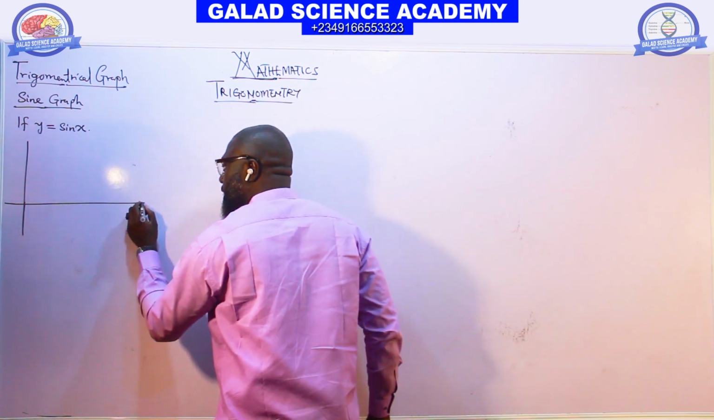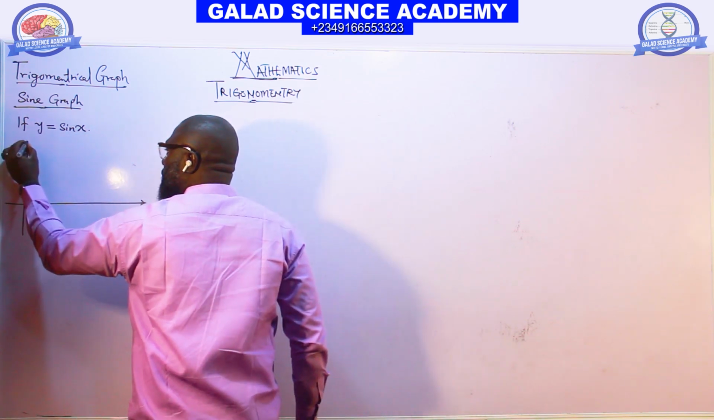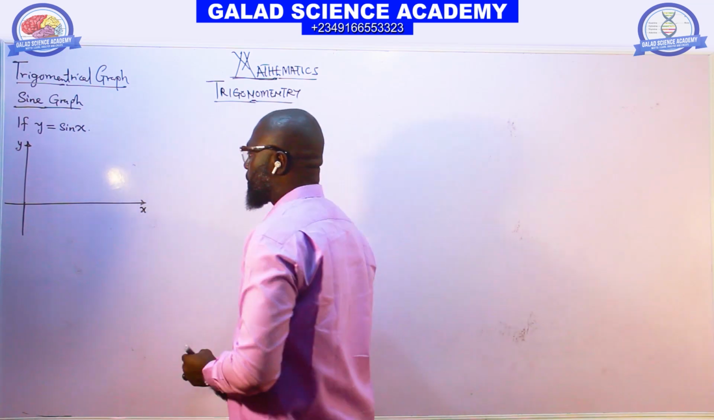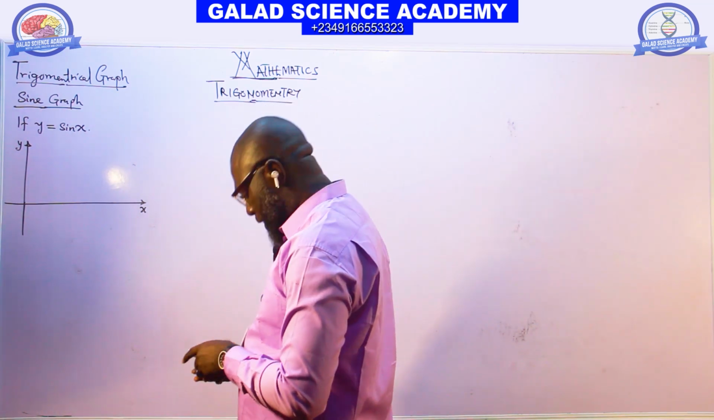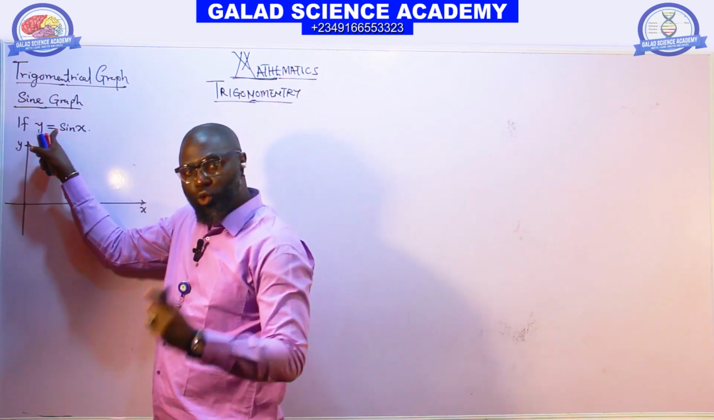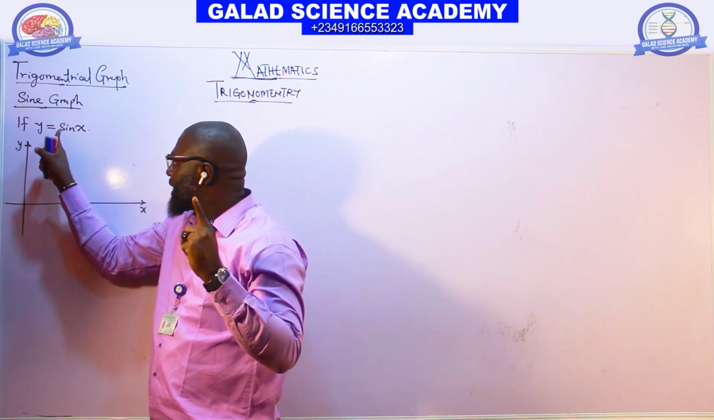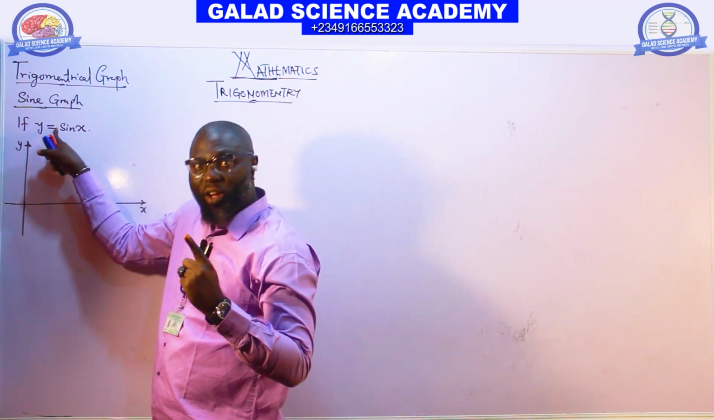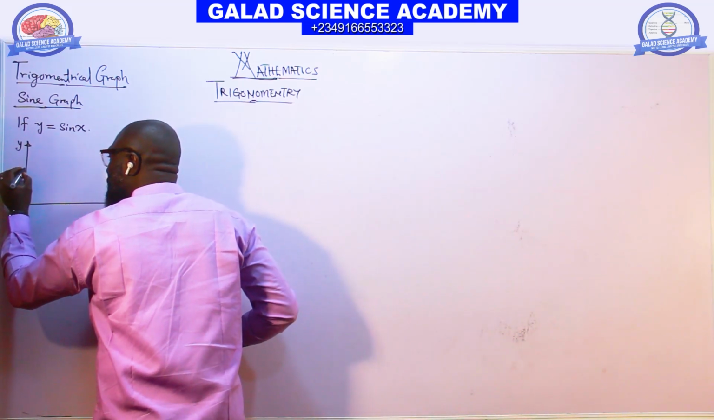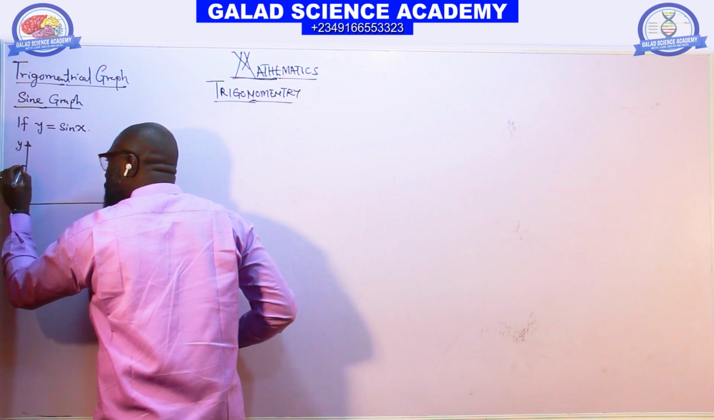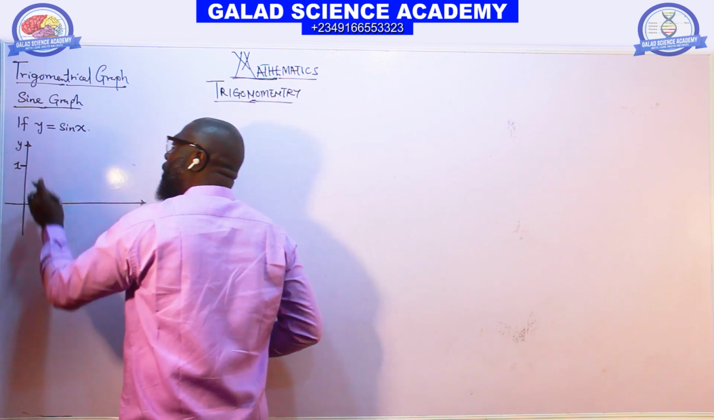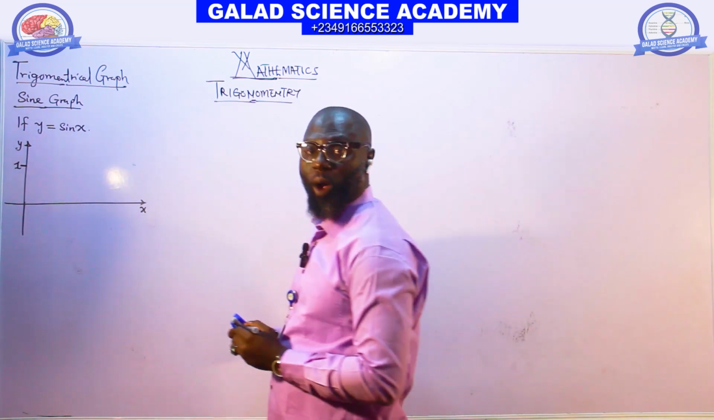Very easy. Observe that this is y, and here we have x. The amplitude, the coefficient of x here, is 1. We have 1 sine x here. Therefore, the highest value for this place will be 1, because we have 1 sine x.